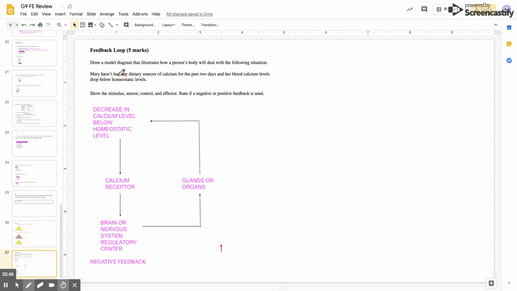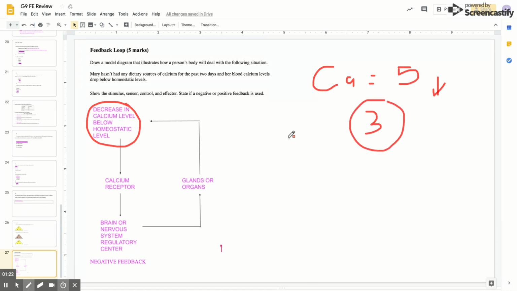In this scenario, Mary has not had enough calcium for the past 2 days. So it means that she has a decrease in her calcium level, right? So let's say calcium ions should be at a homeostatic level of 5, just for the sake of putting a number to it. In Mary's case, Mary has a decrease, so Mary has maybe 3. If we're looking at this in concentration, whatever the number, the unit doesn't really matter for now. But Mary has 3 calciums instead of 5. So because she has 3 calciums instead of 5, the body is not happy.